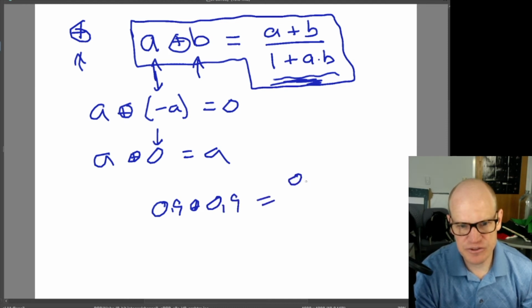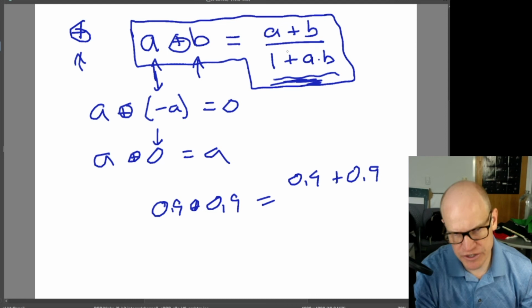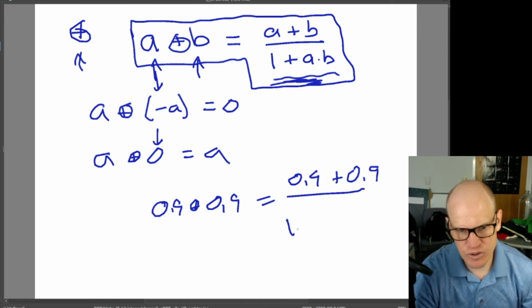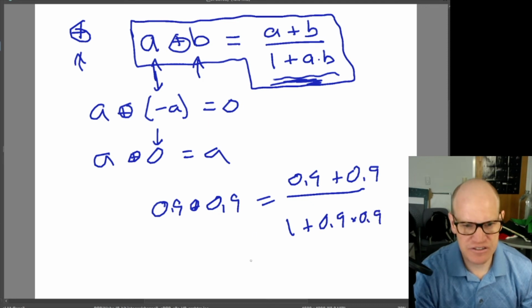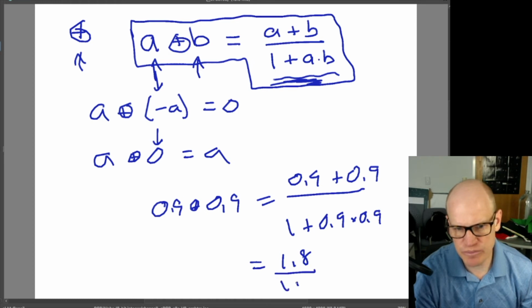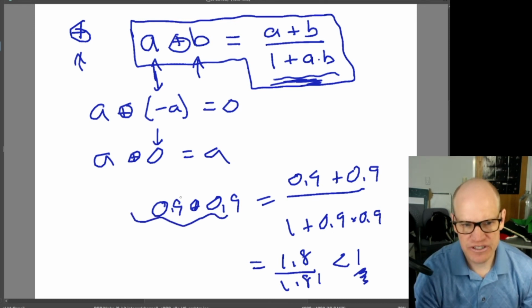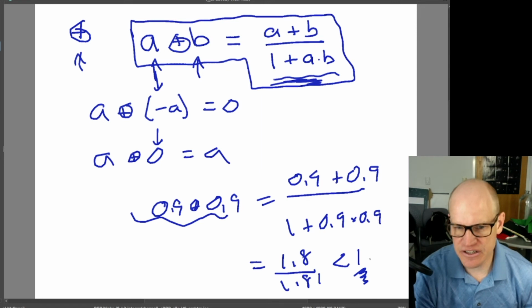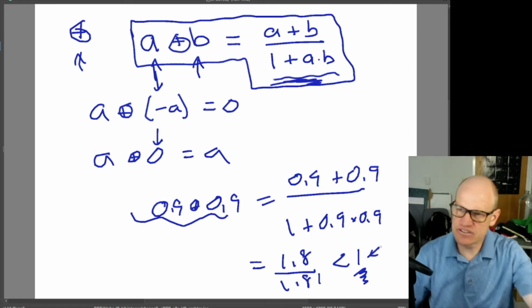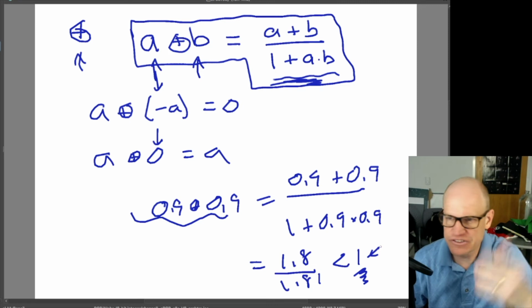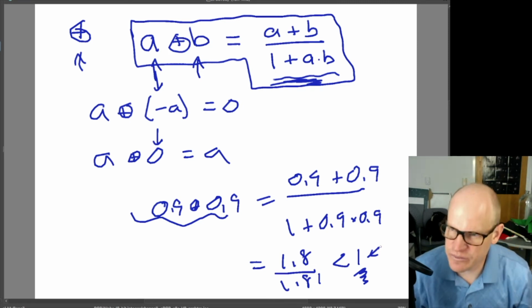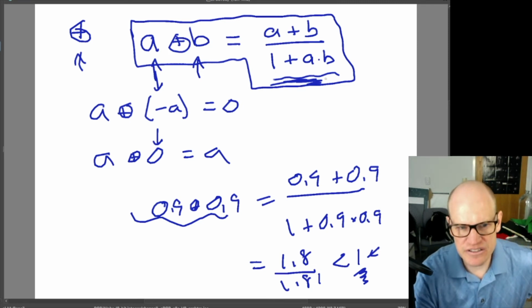Okay, and so that would be 0.9 plus 0.9, like this is regular addition now on this side, and I've got 1 plus 0.9 times 0.9. So this is going to be equal to 1.8, the numerator is 1.8, and the denominator is 1.81. And 1.8 divided by 1.81 is less than 1. So I start with two numbers less than 1, I circle plus them together, and I get a third number that is less than 1. You can convince yourself, using a calculator, that you will always get a number less than 1.